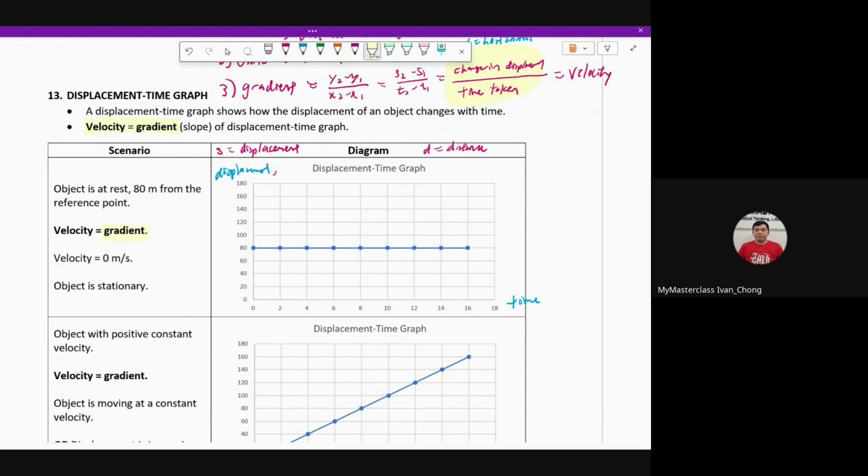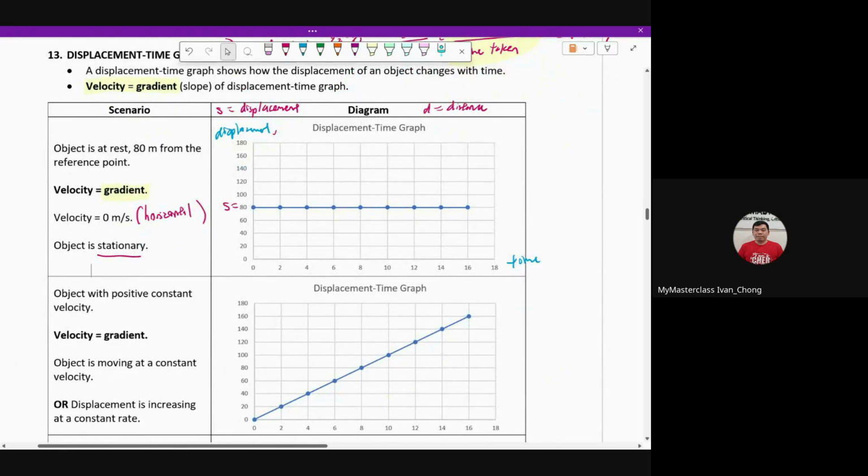All right. Because I have a horizontal line, your gradient will be zero. Because if your displacement is 80 meters throughout these 16 seconds, what it means is this person did not move for 16 seconds. Because he didn't move, there is no velocity. He is stationary. The object will be stationary. Do take note, your displacement doesn't always have to be zero if you are not moving. You can be at a certain distance from your starting point.